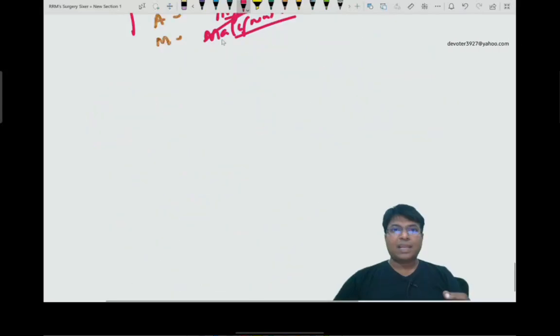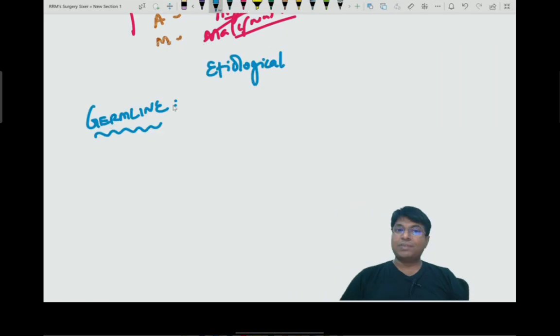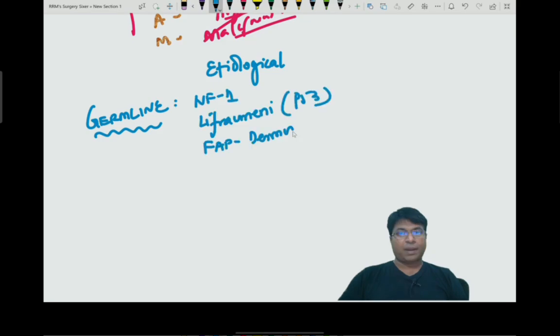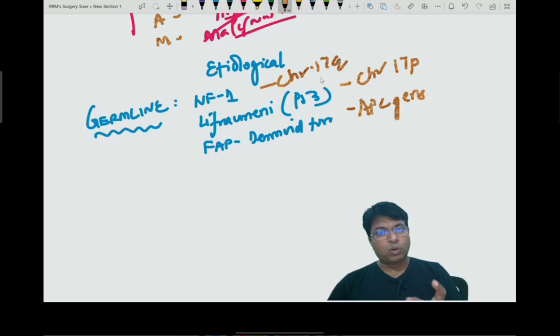Please don't forget, there is a germline mutation. Always remember, germline mutations associated with soft tissue sarcoma are neurofibromatosis 1, Li-Fraumeni syndrome due to P53 mutation, and familial adenomatous polyposis, seen in the APC gene, producing desmoid tumor. The NF1 gene is on chromosome 17q, and P53 is on chromosome 17p. So please don't forget, neurofibromatosis is 17q, and P53 mutation is 17p.